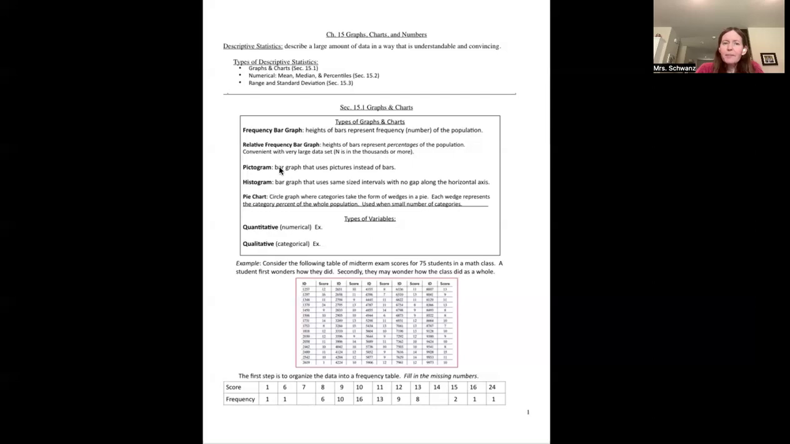All right. And then a pictogram is a bar graph that uses little pictures instead of a single bar looking thing. It uses a little picture instead. And a histogram is a bar graph that uses same size intervals. And we'll see when there's lots and lots of possible responses to a certain research question, they will use a histogram with intervals.